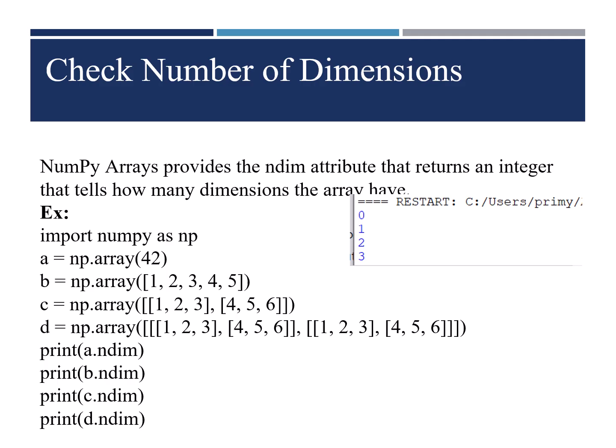Now to check the dimension of an array, we have the inbuilt attribute ndim. Regarding the first case, since it is a zero dimension, when we try to print a dot ndim, the output is 0. The next one is a one-dimensional array, and C we might have created a two-dimensional array, and D we might have created a three-dimensional array. So respectively, for each dimension, the output we get is 0, 1, 2, and 3.